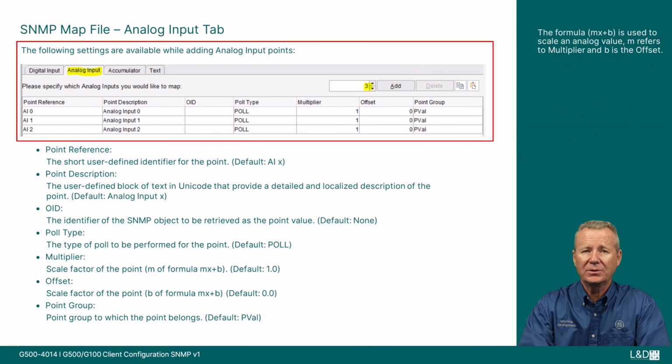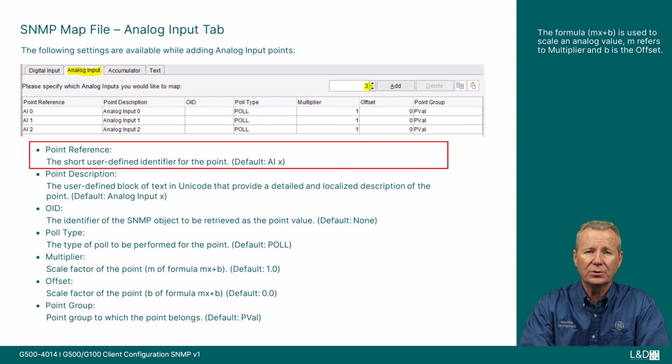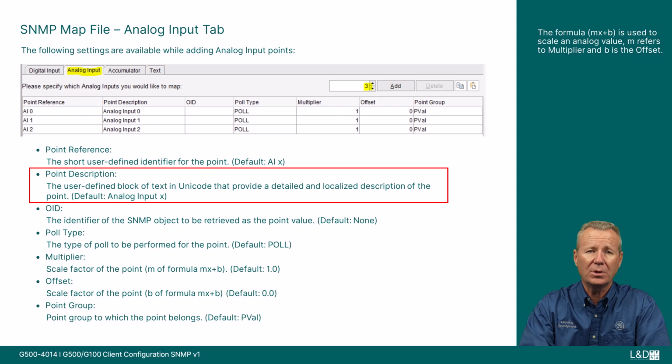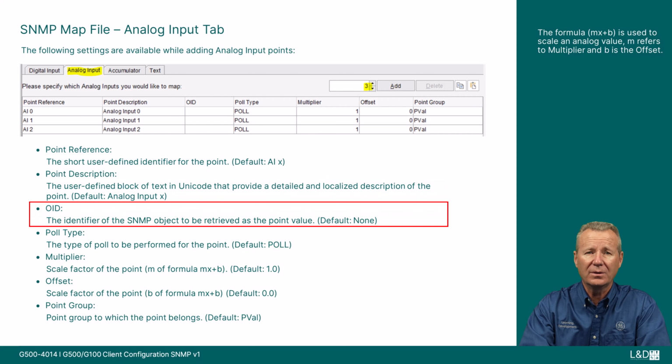The following settings are available while adding analog inputs. Point reference: the short user-defined identifier for the point. The default point reference for an analog input point is AIX. Point description is a user-defined block of text in Unicode that provides a detailed and localized description of the point. The default point description for an analog input point is analog input X. OID is the identifier of the SNMP object to be retrieved as the point value. The default OID is none.